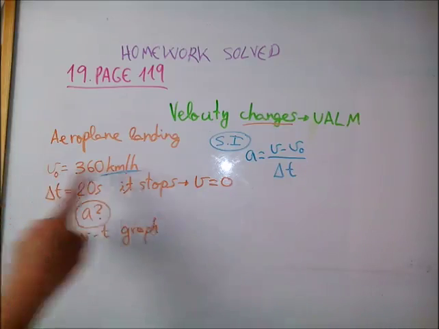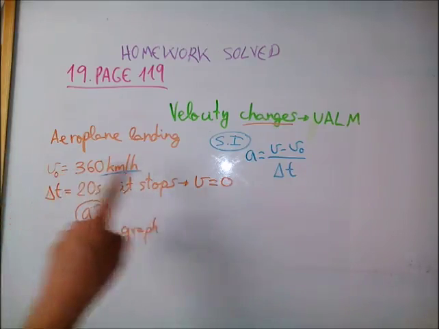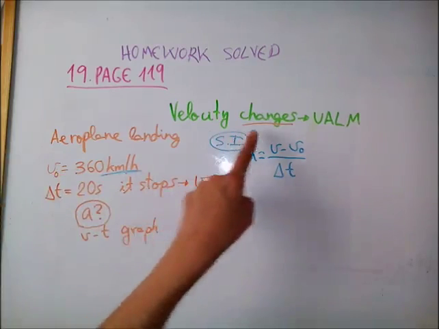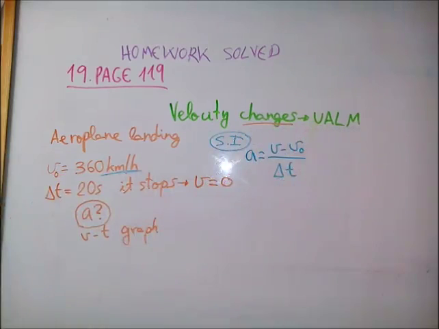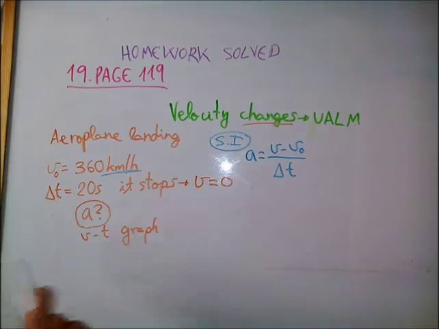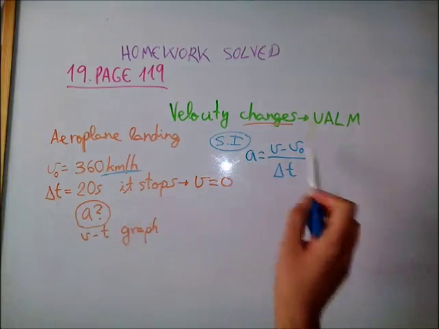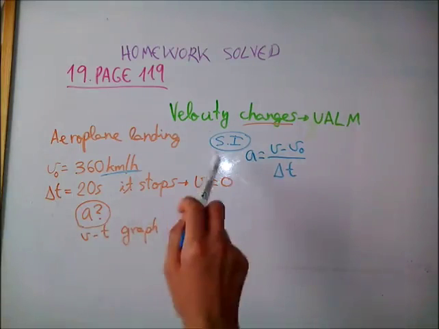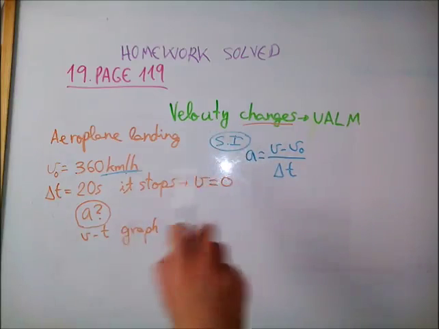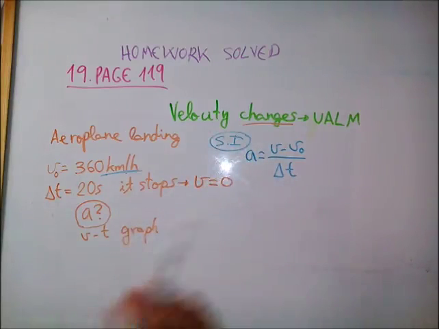Remember, because velocity is changing, we go from an initial velocity to a final one, then we know it changes, so we have a uniformly accelerated linear motion. Always identify it. And then they ask us to determine the acceleration, which makes sense, okay? So I wrote here the equation to find out acceleration, and I also wrote here SI units, to remind you that we always should use the international system of units, so that we don't get confused.